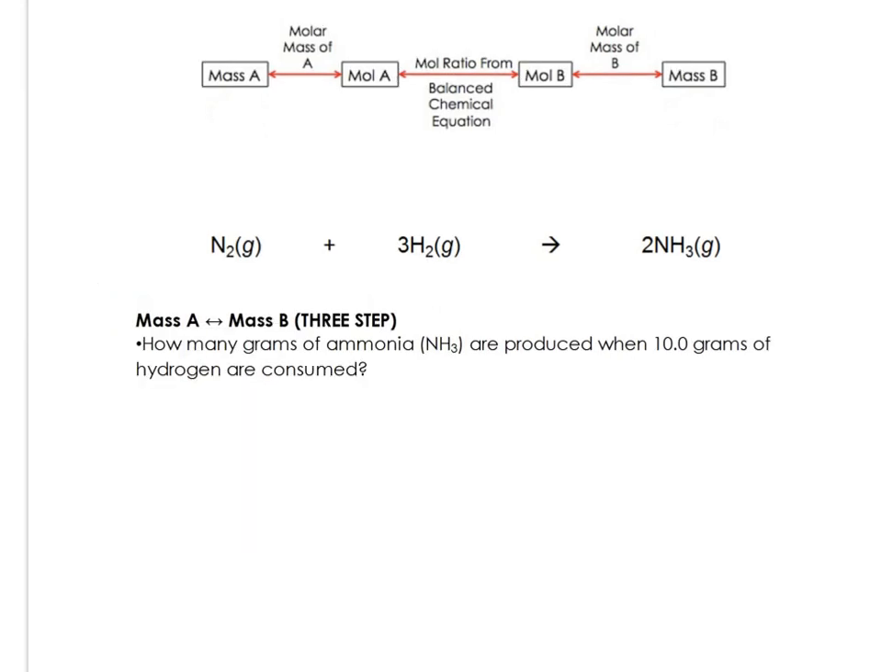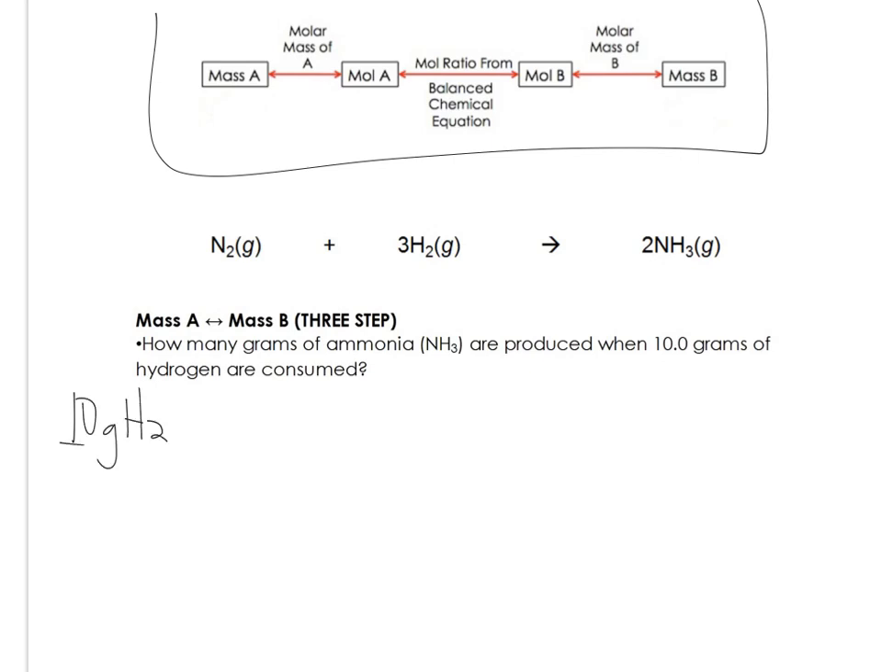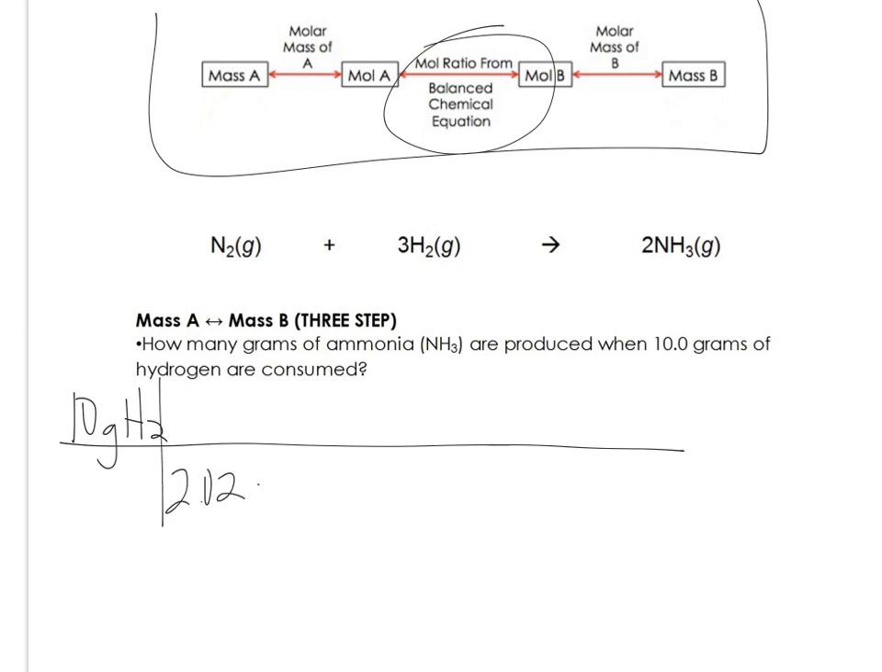All right, mass to mass. These are the longest ones. We're going to use this whole pathway. How many grams of ammonia are produced when 10 grams of hydrogen are consumed? So start with 10 grams of hydrogen. And I have to go through moles, so I've got to convert this using molar mass. 2.02 grams, 1 mole.